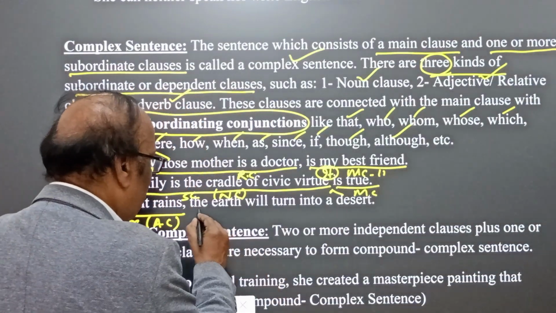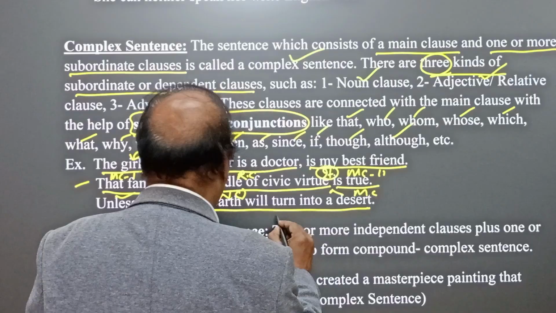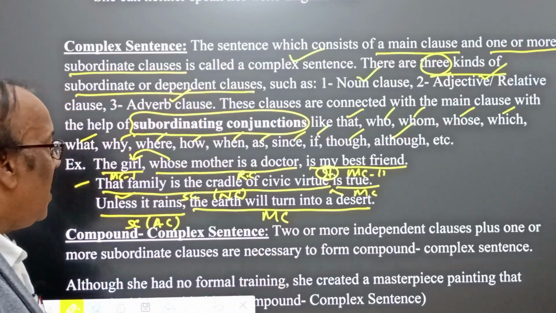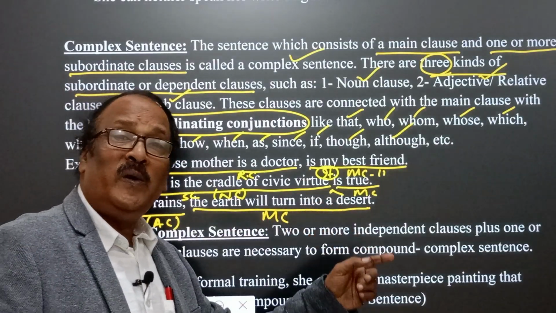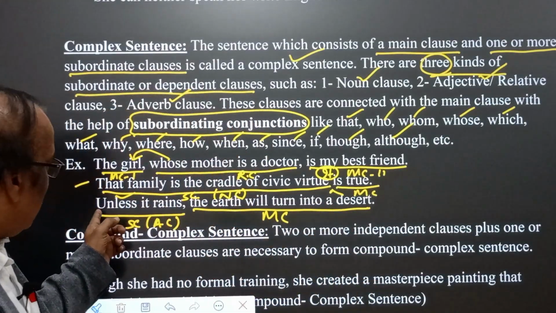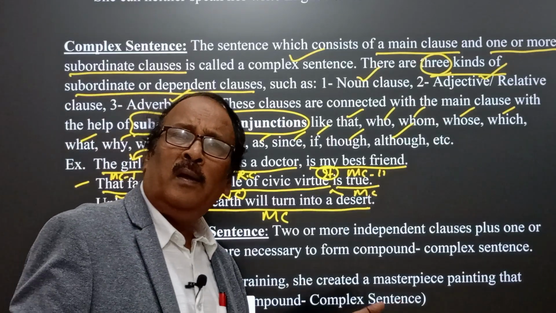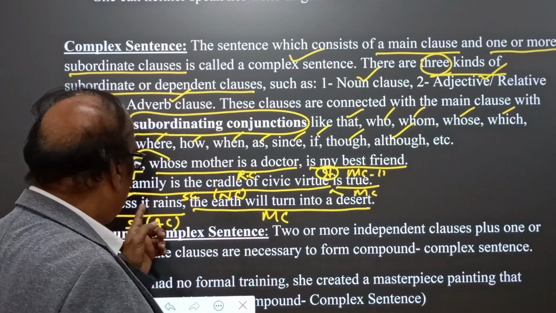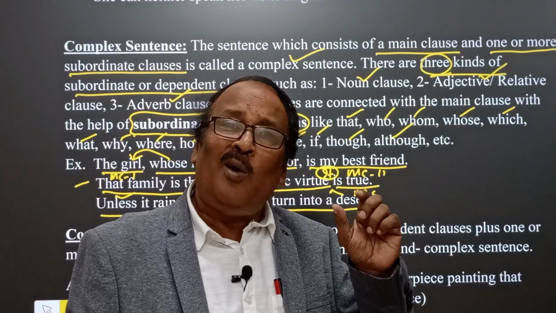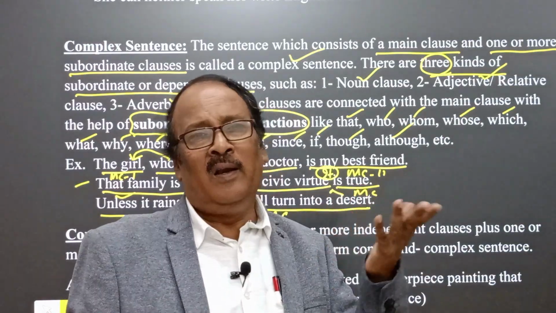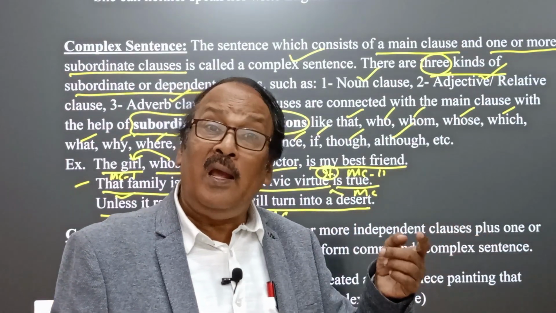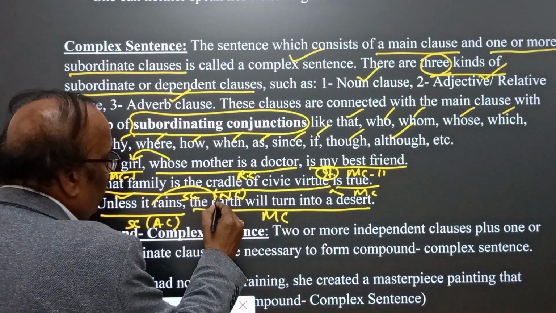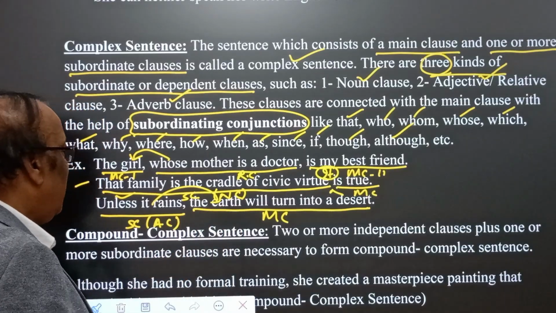Yes, "the earth will turn into a desert" is the main clause. Here we find the earth will, because the earth will turn into a desert. If we don't take the help of "unless it rains," then this is an independent clause, naturally, and therefore the main clause. And "unless it rains": if we say just "unless it rains" and stop, then it doesn't express any meaning, and hence this clause depends on the main clause to express complete meaning.